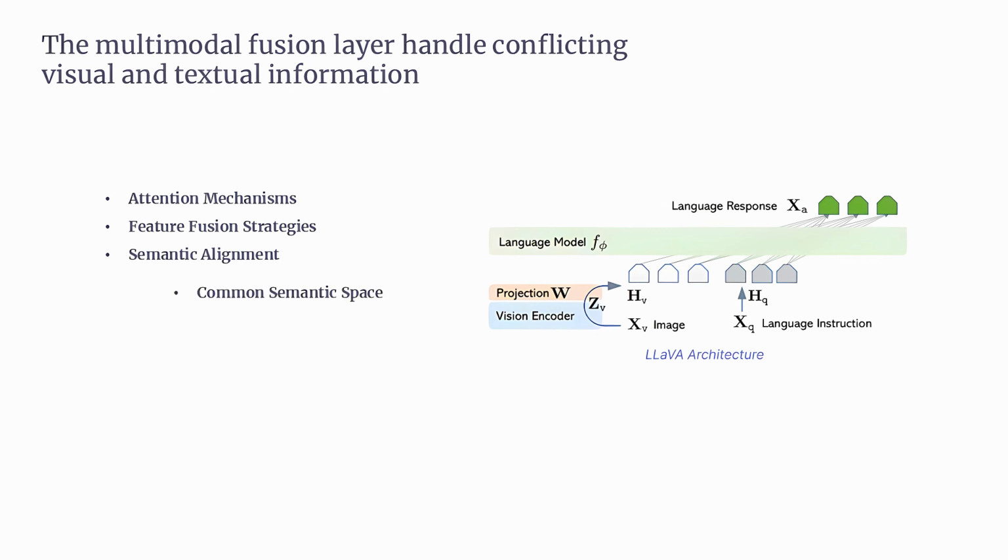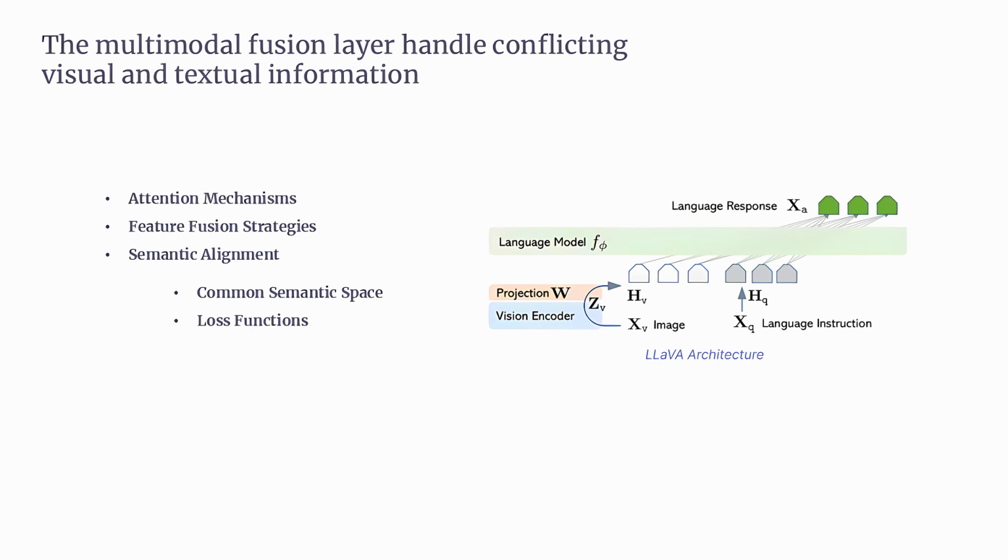The third, semantic alignment. 1. Common semantic space. The projection matrix ensures that both the visual and textual features are mapped into a common semantic space. This alignment allows the model to compare visual and textual data more easily, reducing conflicts and helping it better understand the relationship between them.